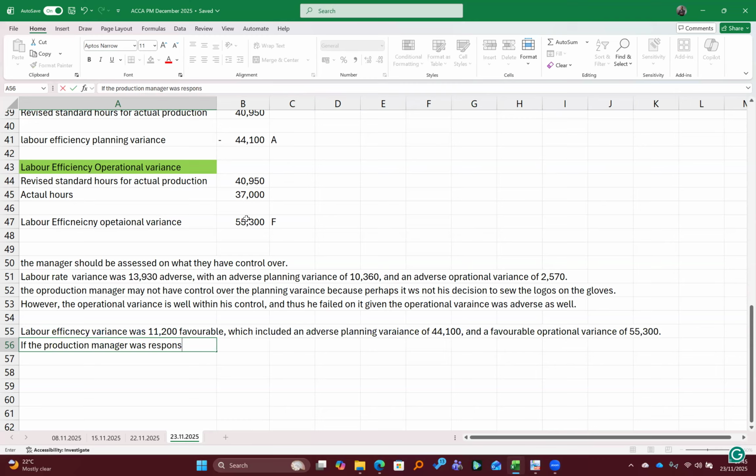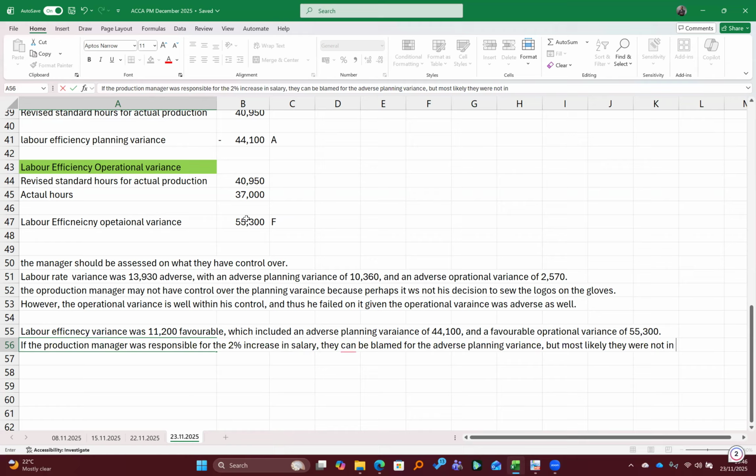Then you say, if the production manager was responsible for the 2% increase in salary, they can be blamed for the adverse planning variance. But most likely, they were not in control of this decision.